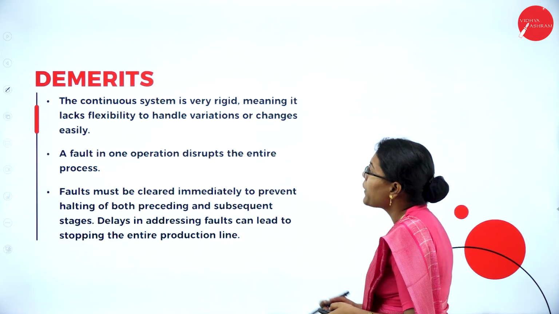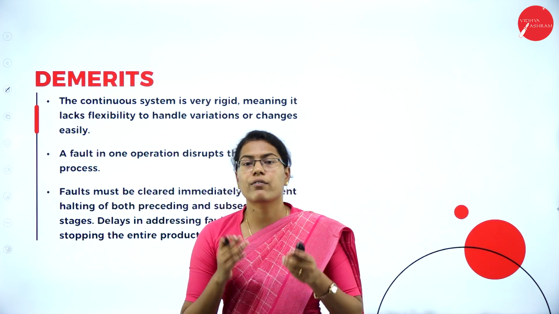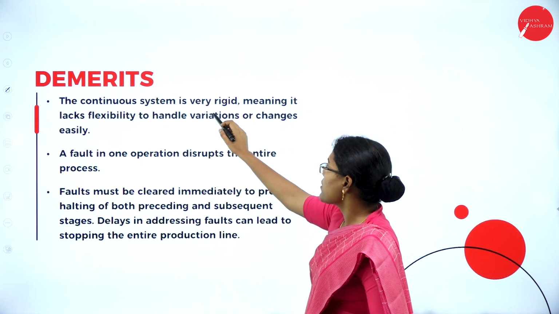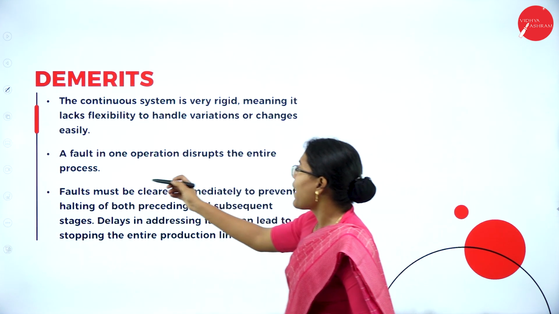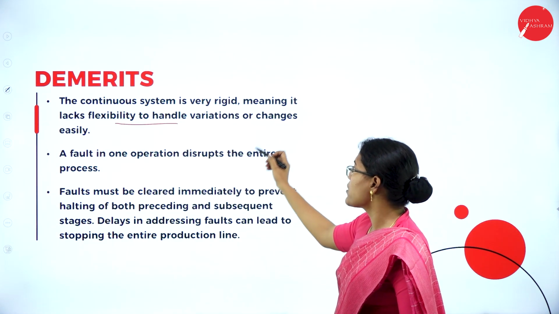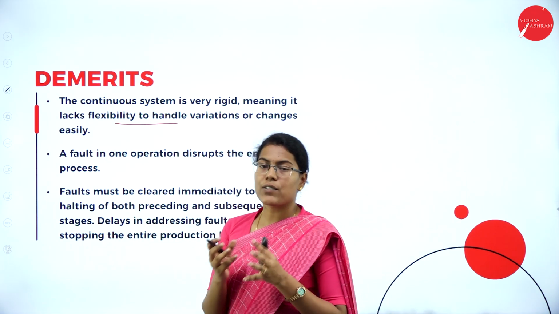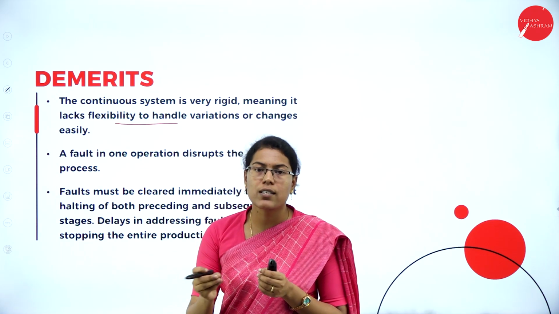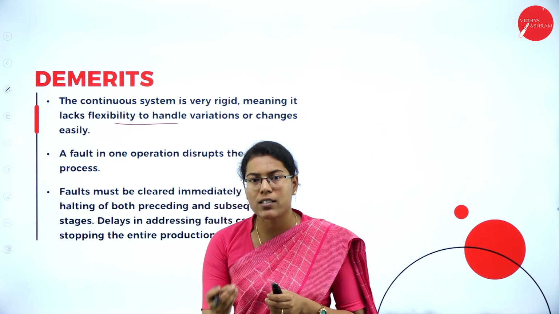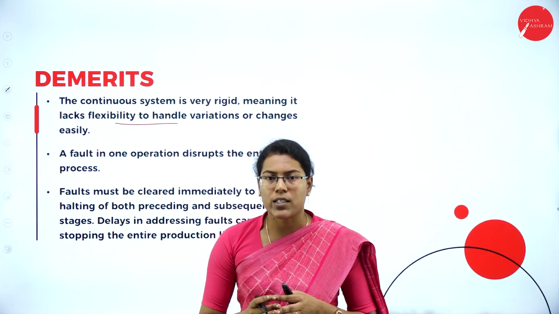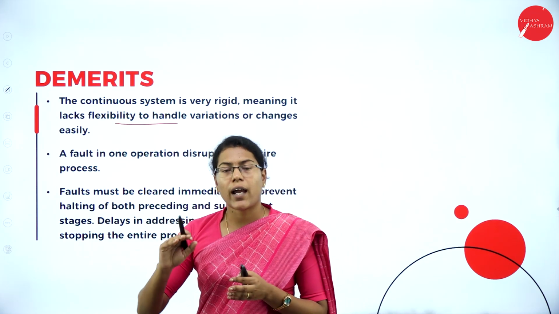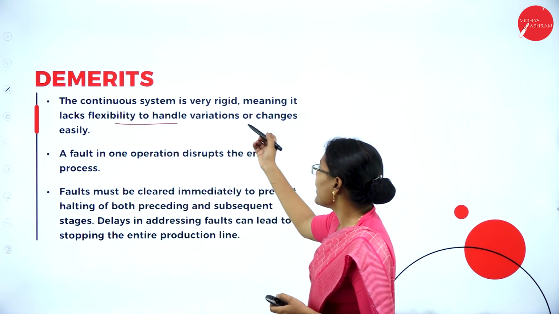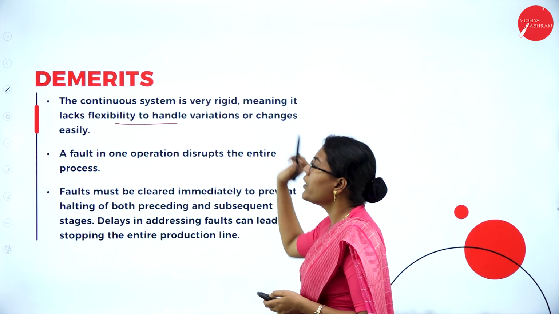Then coming to the demerits. What are the disadvantages of the continuous production system? Since the continuous production system is very rigid, it lacks flexibility to handle variations or changes easily. As we know, it involves a fixed system or fixed process of operations. It is difficult to make any kind of changes to the products or in the process. All the machineries are fixed and the same standard processes are fixed, so it is difficult to make any changes. So, this system is very rigid.